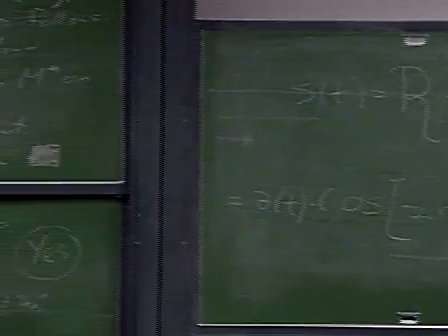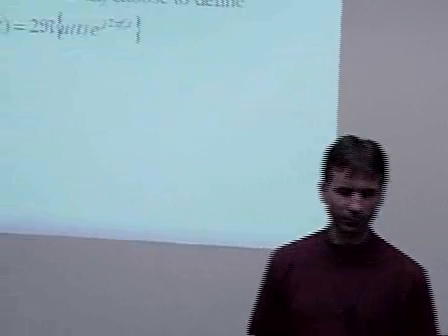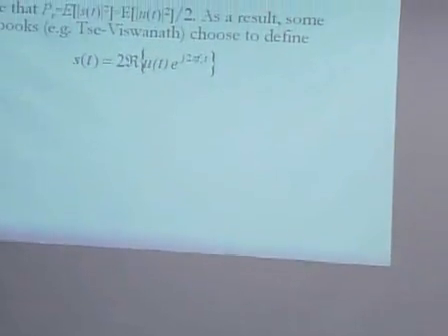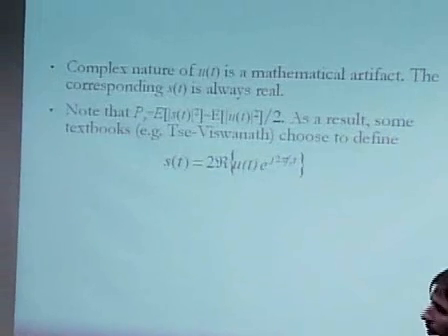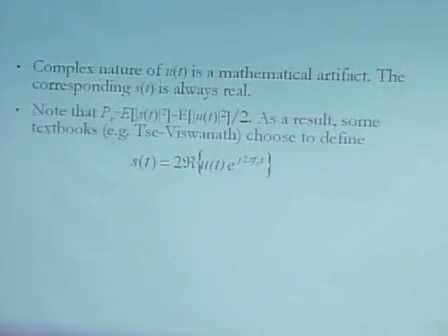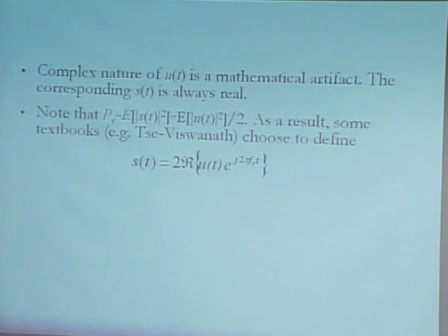The fact that the baseband signal u of t is complex is a mathematical artifact. Of course, the real signal s of t is always real, and the in-phase and the quadrature components are represented by real and imaginary parts of a baseband signal. So keep that in mind.